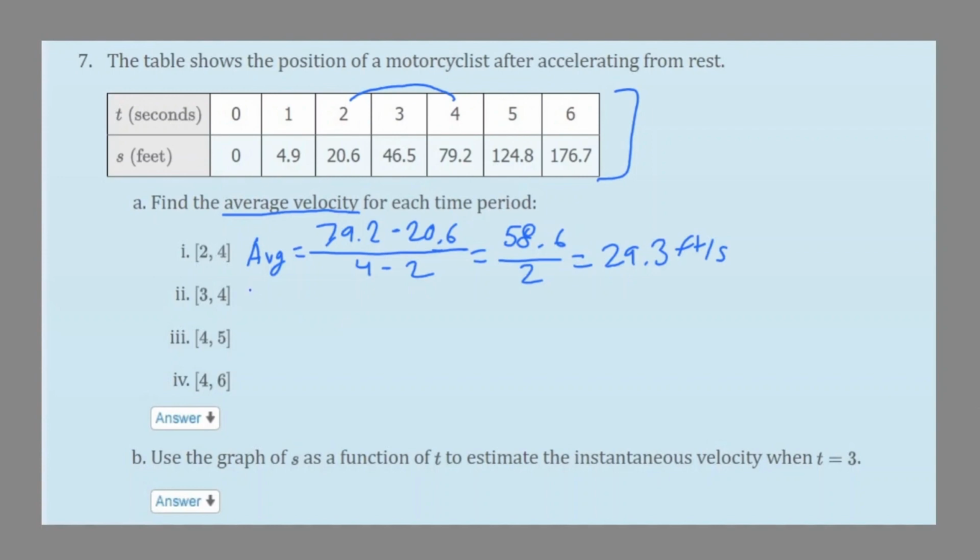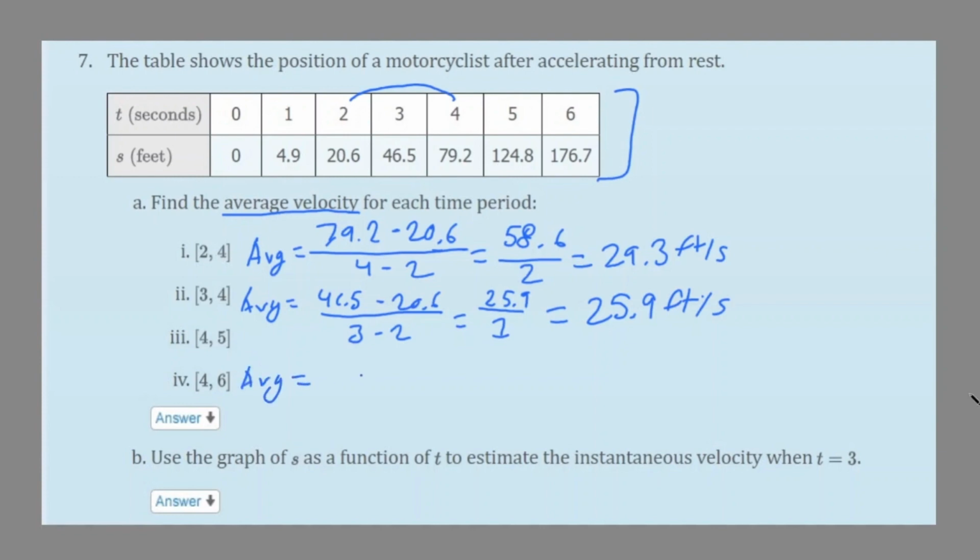Now let's try from 3 to 4. For this, it would be 46.5 minus 20.6 over 3 minus 2. So on the bottom would be 2, and on the top would be 25.9, I believe. Yeah, 25.9. So your final answer would be 25.9 feet per second. Let's skip the third one and just do the fourth one.